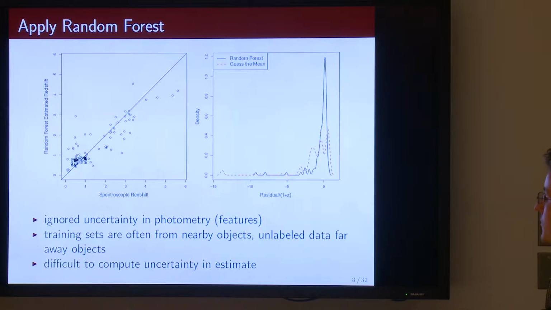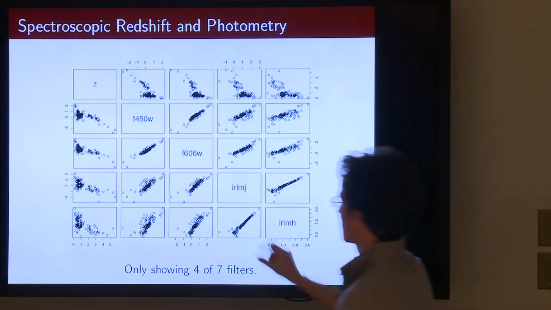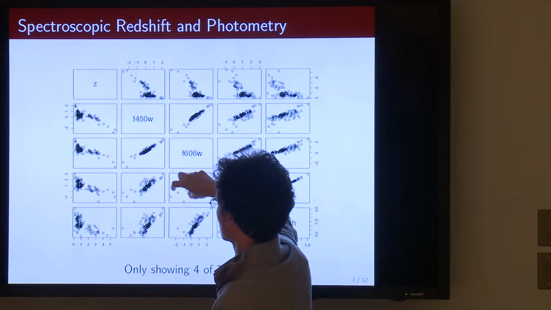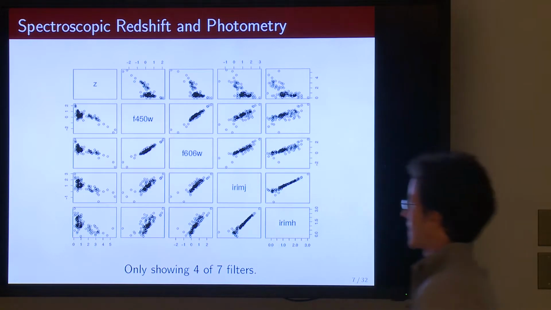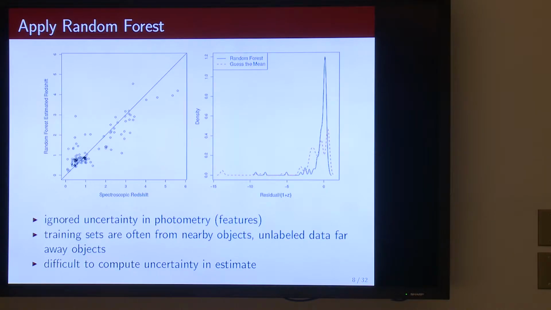There's a few problems. One is that these are ignoring uncertainty in the photometry. So I didn't plot the uncertainties here, but there were actually uncertainties on all of these points. So that was not incorporated into this method. The second issue is that the training sets that you get tend to be for nearby objects. That's because in order to get spectra for far away objects, your instrument, your spectrometer, has to spend a lot of time looking at those objects because they're so dim.